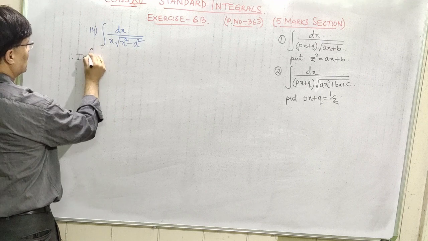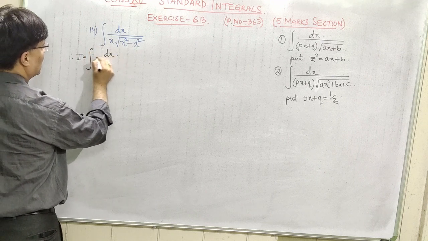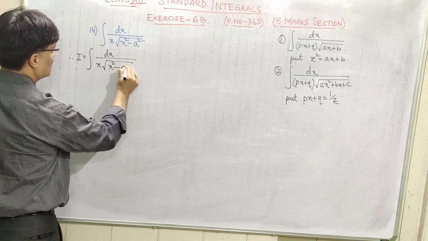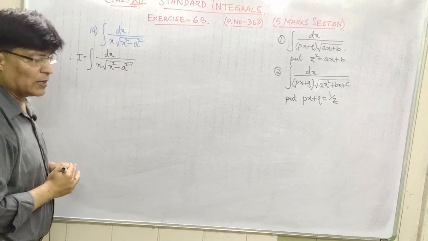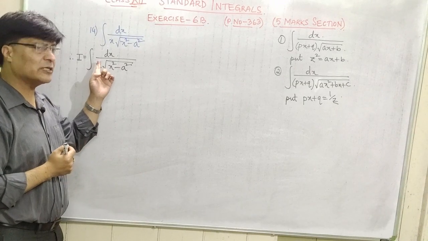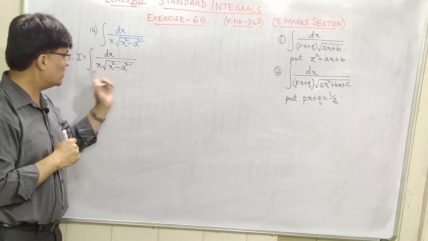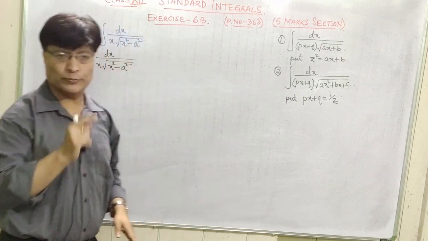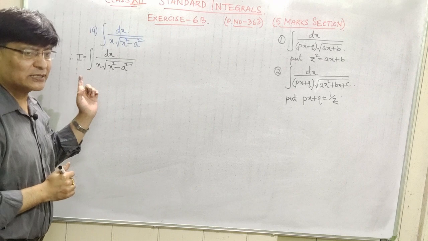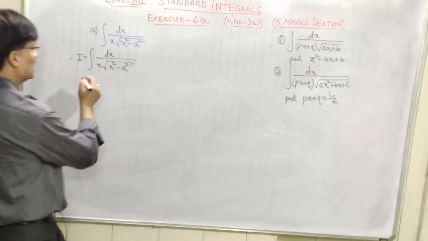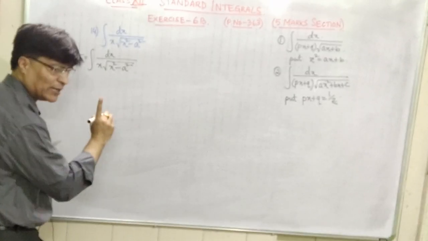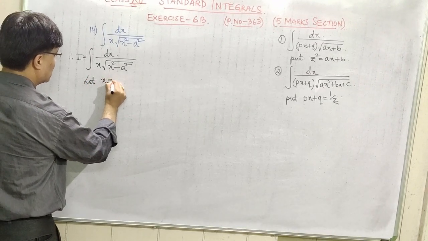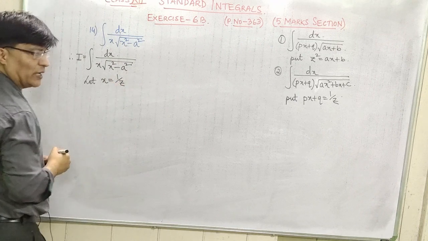Okay, so let us first write here I is equal to integration of dx divided by x root over x square minus a square. Now in this case the power of x is 1, which is outside the square root, and within the square root the power of x is 2. So we have to use this method number 2. So we can assume x is equal to 1 upon z, that is, this linear expression in x can be assumed as 1 upon z. So let x is equal to 1 upon z.